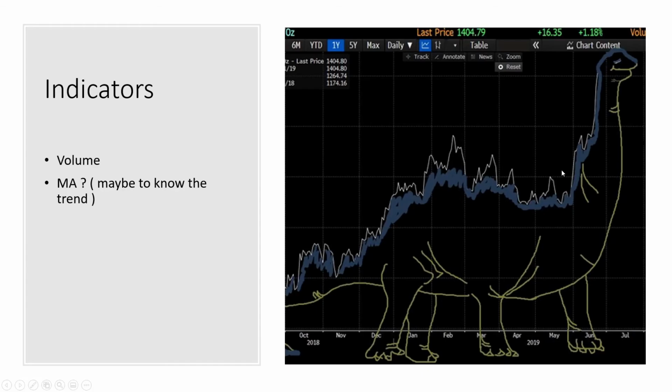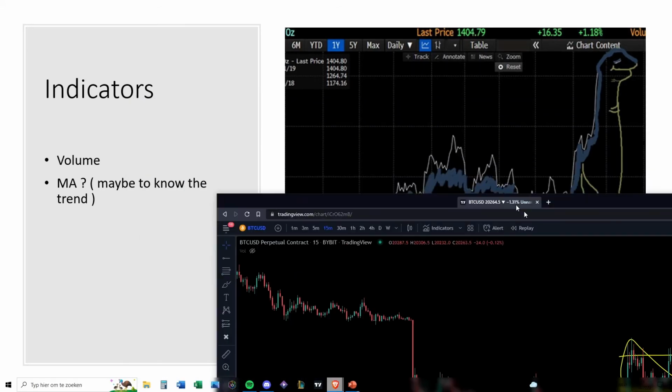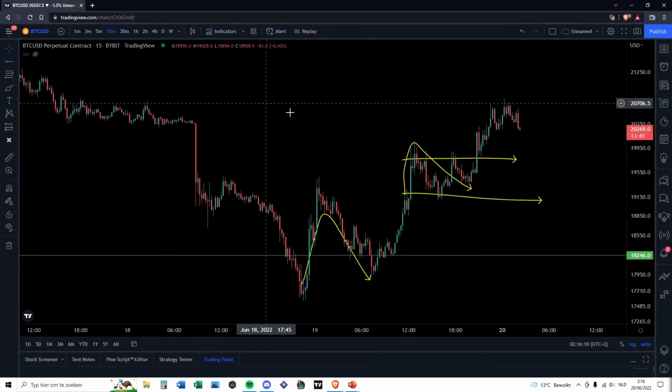Then we have indicators. So which ones do I use? I don't use a lot of indicators. I only use volume, and other indicators I've never used, so I'm not going to talk about them much. You have the moving average as well. That's the only other thing I ever used, and it's maybe good to know the trends. So let's go.